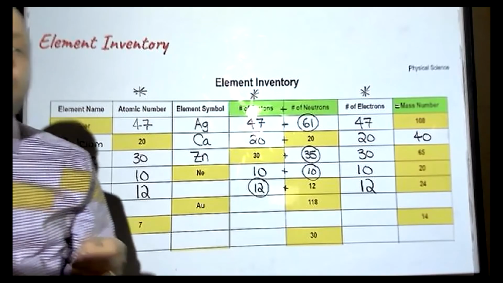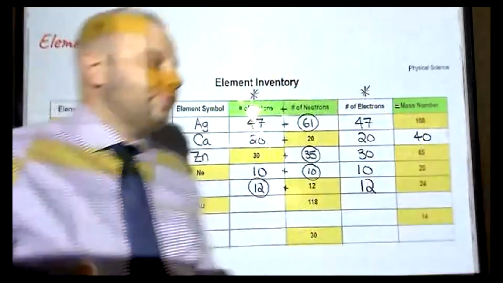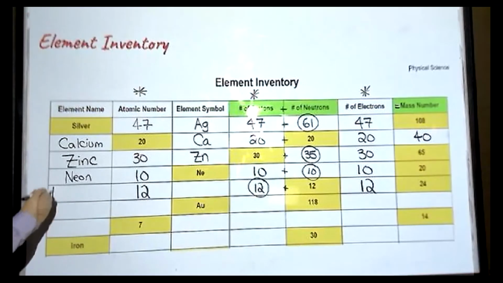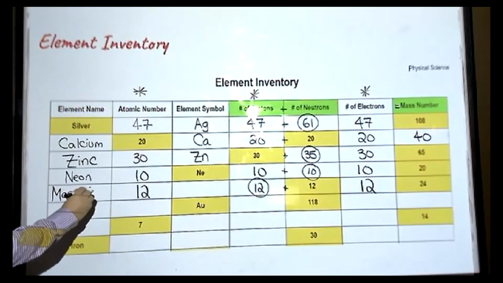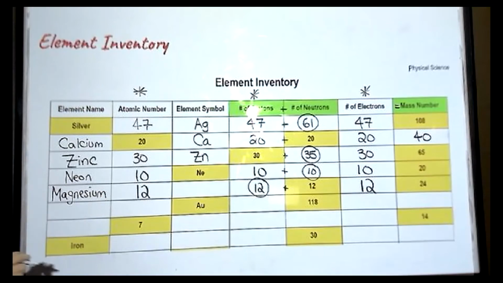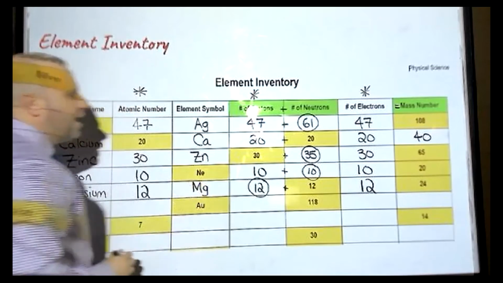And then we can go to our periodic table. We'll find the element 12. So in this case, that is the element magnesium. And the symbol for magnesium is Mg.